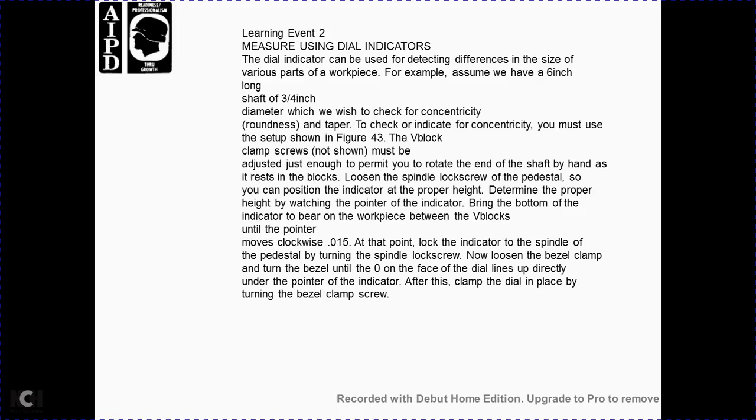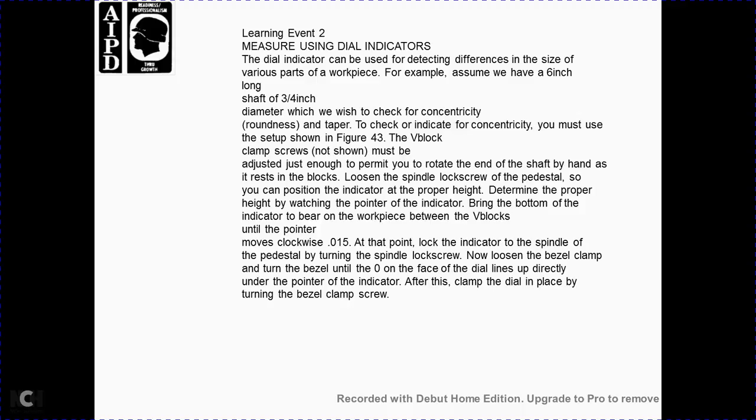Learning event number 2, measuring using a dial indicator. The dial indicator may be used to determine the difference in size of various parts of the work. For example, assume a 6-inch long shaft with a 3/4 inch diameter. We wish to check its concentricity or roundness, so we check it with the indicator using the setup shown in figure 43.